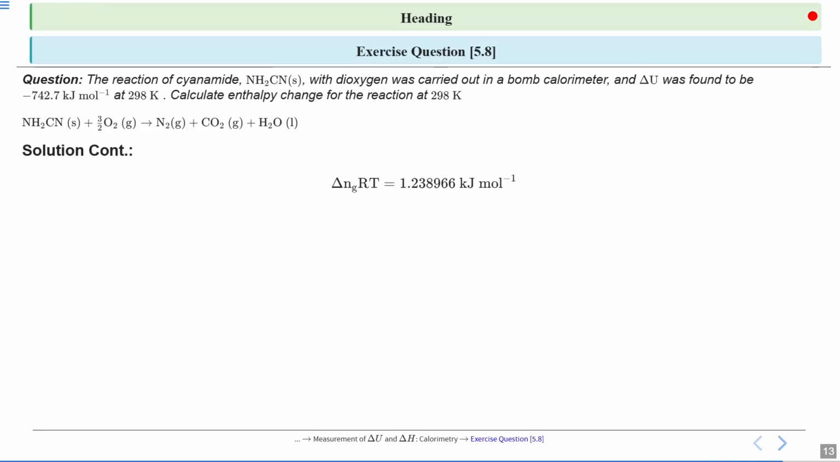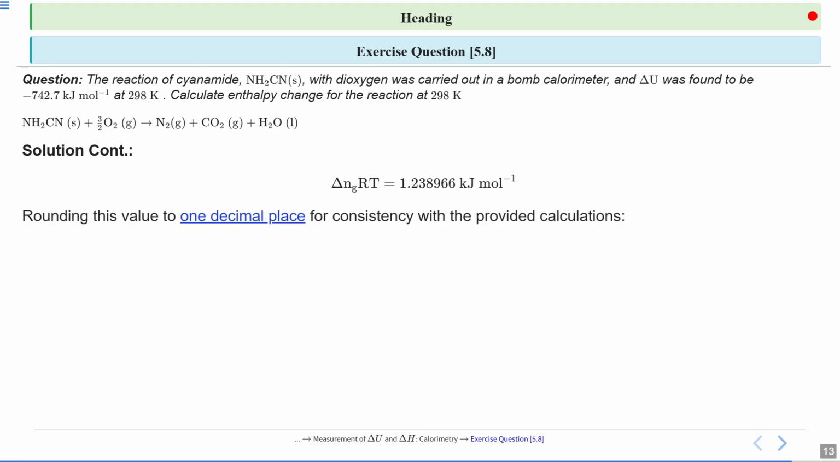If you put this back in the equation, the value of delta Ng RT is 1.238966 kilojoule per mole. Upon rounding this to the first decimal place, you will get 1.2 kilojoule per mole approximately. See, we have got this value in kilojoule per mole. Why? Because we have taken R as kilojoule per mole per Kelvin.